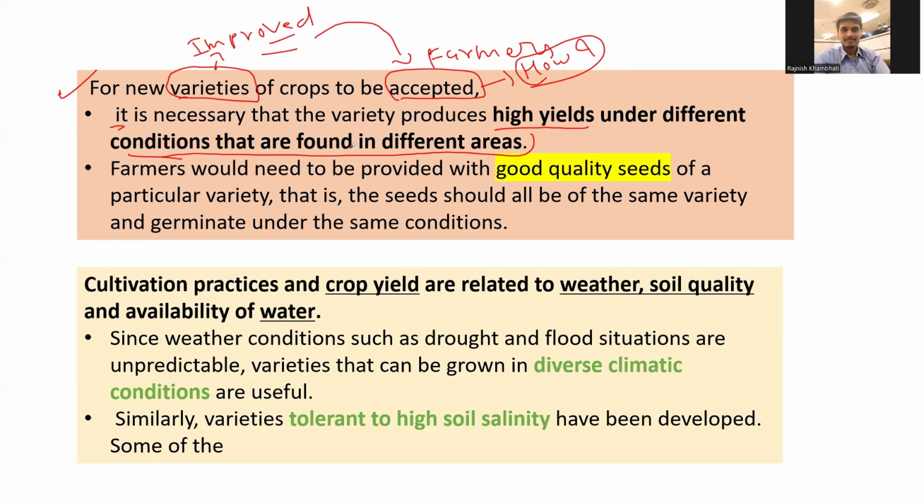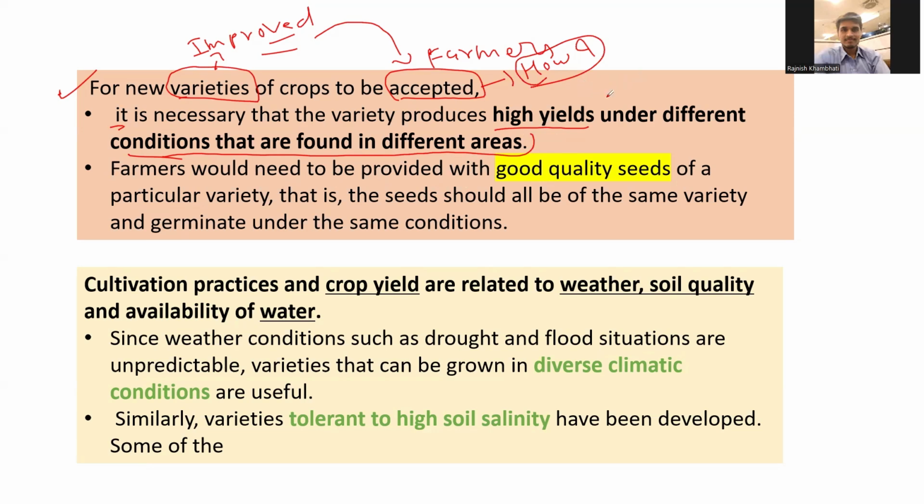Farmers can accept your improved variety only when it is giving high yield under every different condition. If it is not giving high yield, no one is going to use it. Okay, that's a fundamental thing.